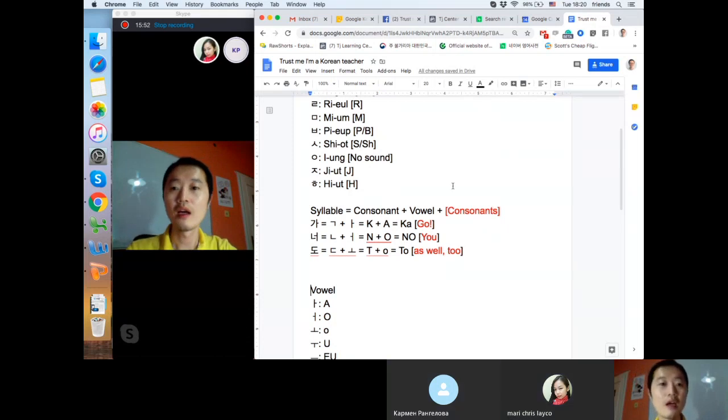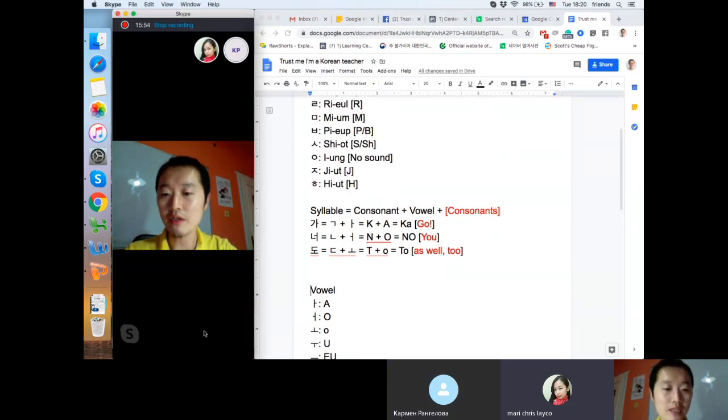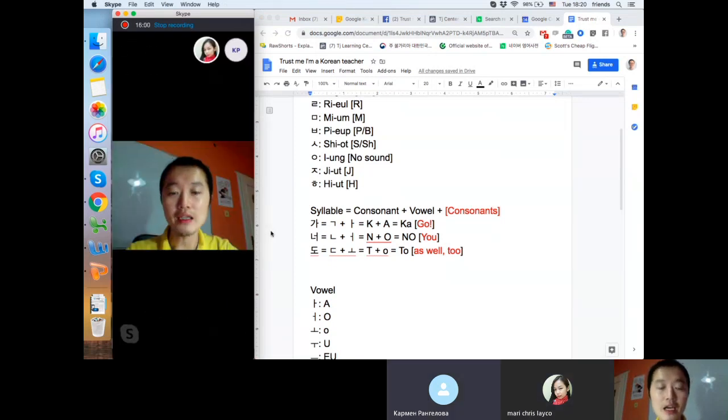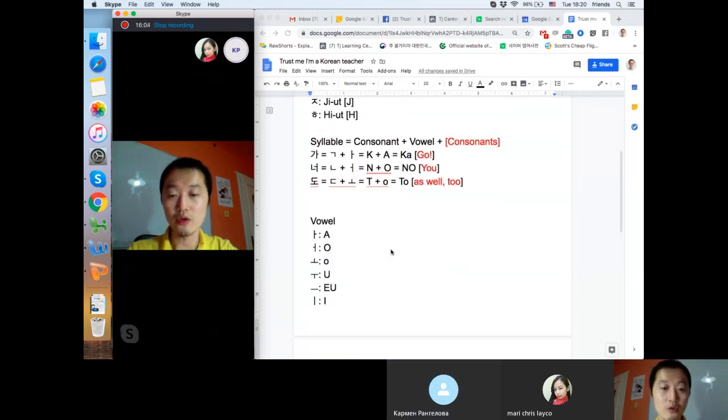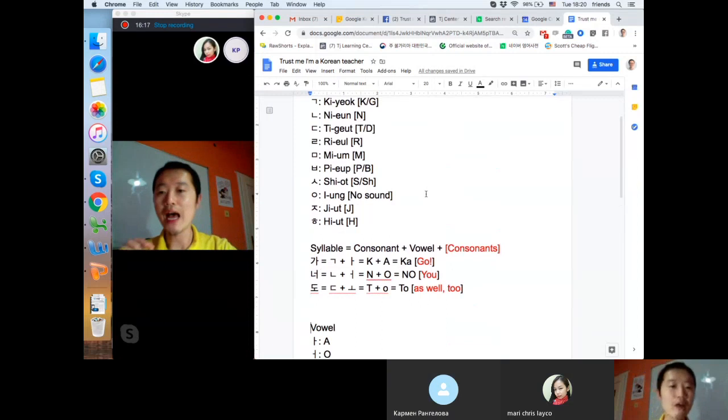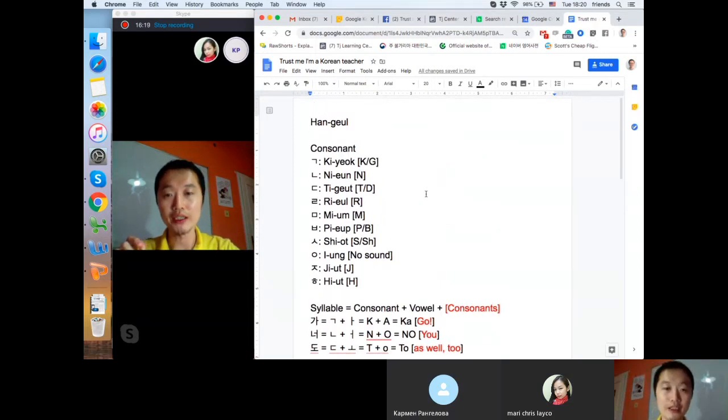Okay. And I already sent you the link of this Google Docs, right? So anytime you can access using the link I sent. So, well, if you want, you can take a note, or later you can just access this file, and you can read it whenever you want. So, this is how we write Korean.